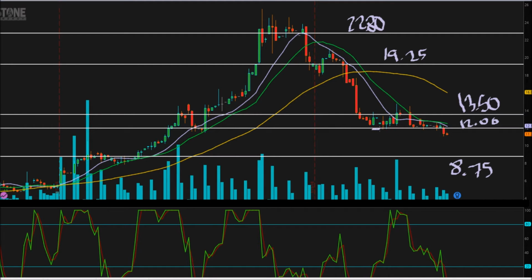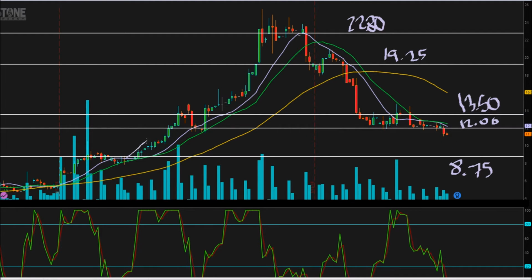You can see we bounced off 12, pushed up a little above 13.50, came right back down, 13.50 as support, fell back down. We opened here and then fell back down, and then we just kind of channeled and drifted off back down below. So we're making lower lows on this chart, which is not good. And we really don't have any strong support between $8.75 and $12.